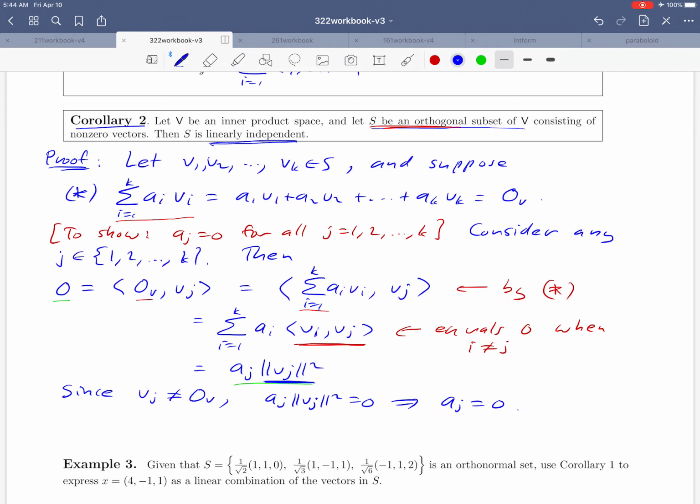Okay, and that's what we wanted to show. If you look back up here, we wanted to show that each of those coefficients, aj, is equal to 0, and we did that. j was arbitrary when we started. And so we have shown that indeed this set S is linearly independent. Okay, and we're done with the proof.